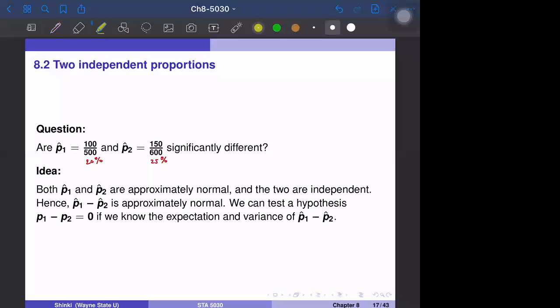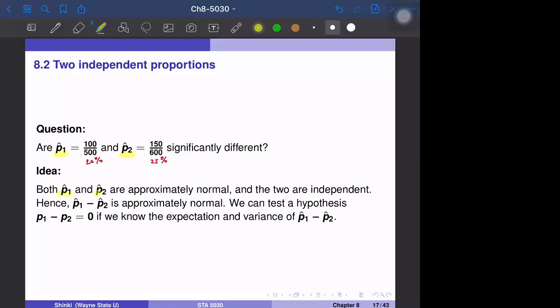The idea is similar. Basically, we can simulate p1 hat and p2 hat, then compare the difference many times. Then we can see whether this 5% difference is large enough to say it is significant. But from the previous section, the statistical theory can derive the approximate distribution of p1 hat and p2 hat, so we don't do the simulation itself.